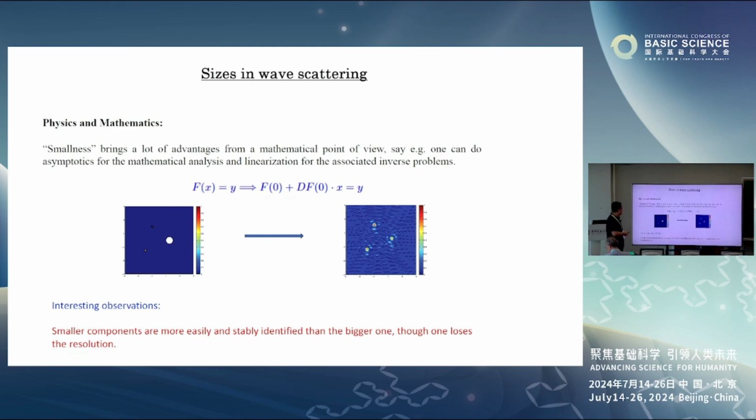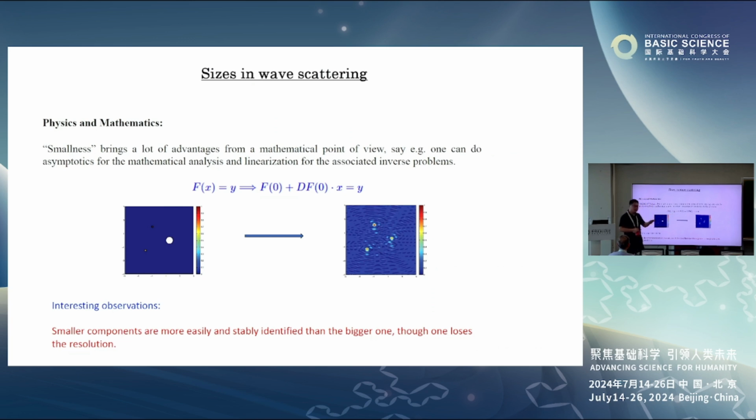Now, smallness actually brings a lot of good things, both from mathematics and physics. Let's consider this from the mathematical point of view. The inverse problem, as I mentioned before, can be formulated as solving the equation f(x) equals y. Given y, we want to find x, and f is the model. If x is small, if the target object is small, we can always do the linearization around 0, so the inverse problem becomes linear.